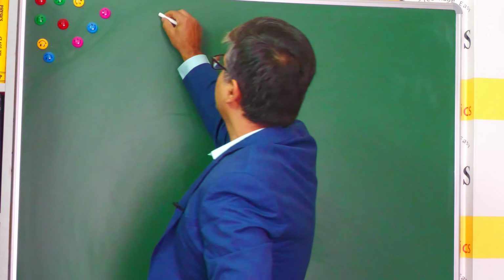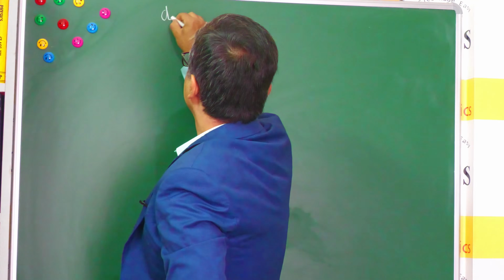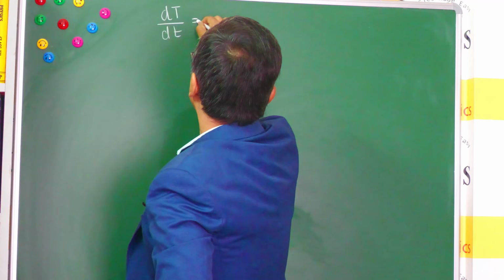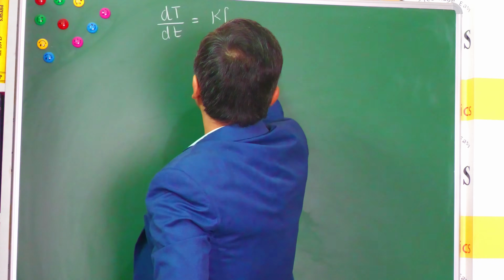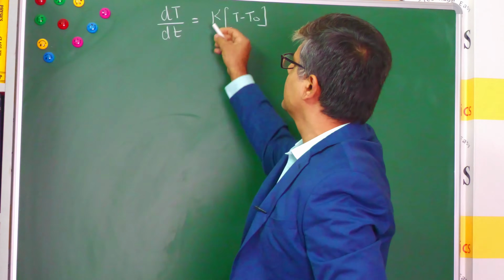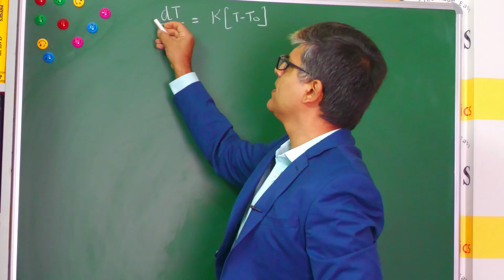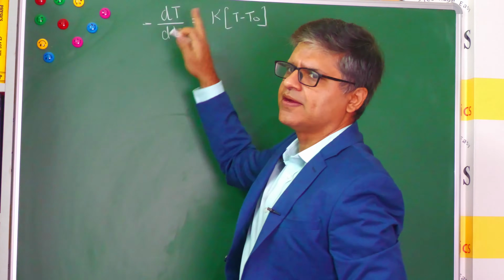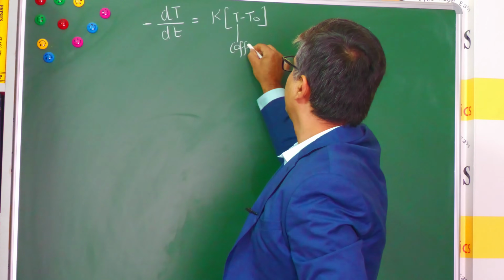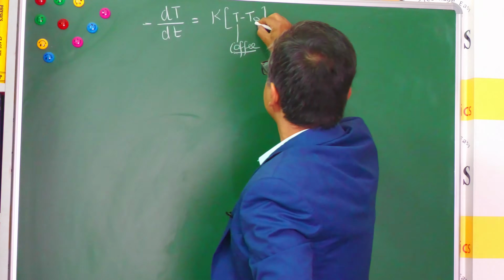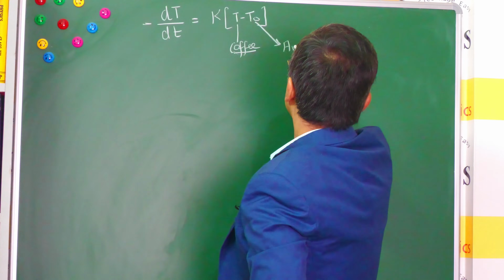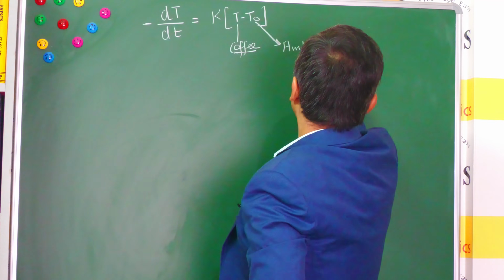So let's write Newton's law. The way Newton articulated it was that the rate at which the temperature drops is given by K times (T minus T naught), and you can add a negative sign here. This T is the temperature of my coffee, and T naught is the room temperature, which is the ambient temperature.